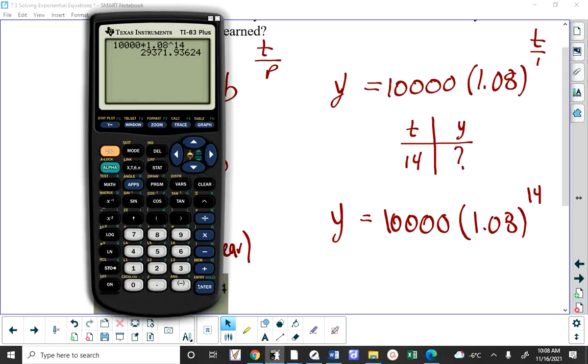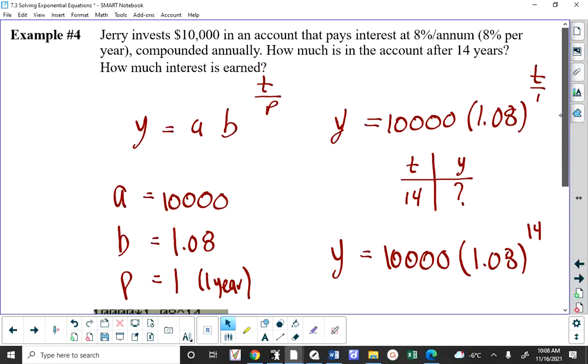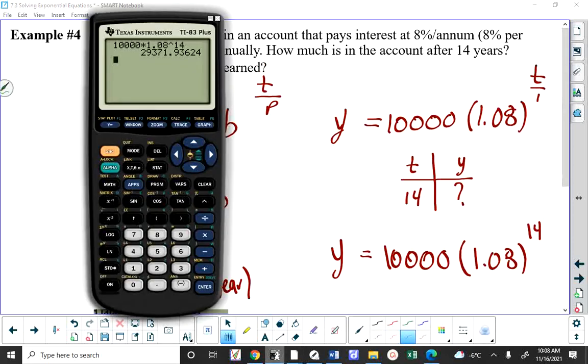So $29,371. You getting the same number? Okay. Now there were actually two questions asked. How much is in the account after 14 years? That's that $29,371.94.